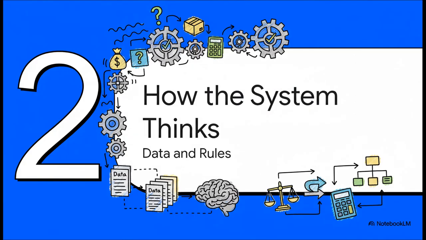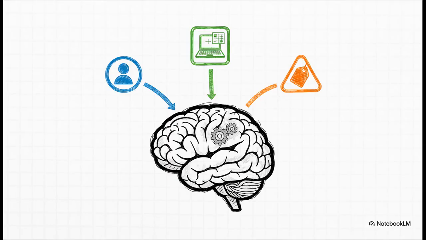Okay, so we've seen the journey an order takes, but you're probably wondering, how does the system know who to bill, or what to ship, or exactly how much to charge? Well, let's look under the hood. It all comes down to data and rules that are set up way ahead of time. The secret sauce is something called master data. Just think of it as the system's brain.